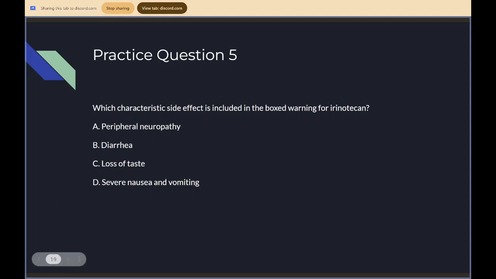All right, last but not least, which characteristic side effect is included in the boxed warning for irinotecan? Irinotecan.